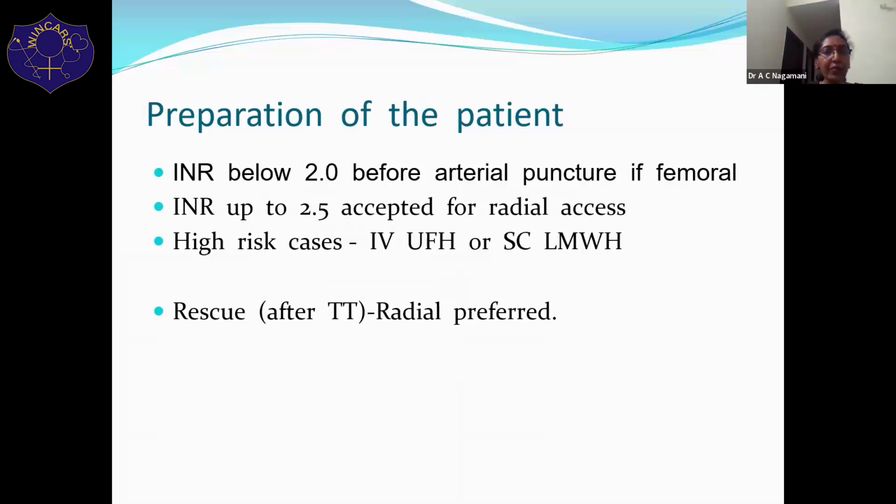When we attempt femoral puncture, INR should be below 2. If we are doing an arterial puncture by radial route, INR up to 2.5 is accepted. Especially when we take patients for rescue after thrombolytic therapy, the radial route is always preferred.